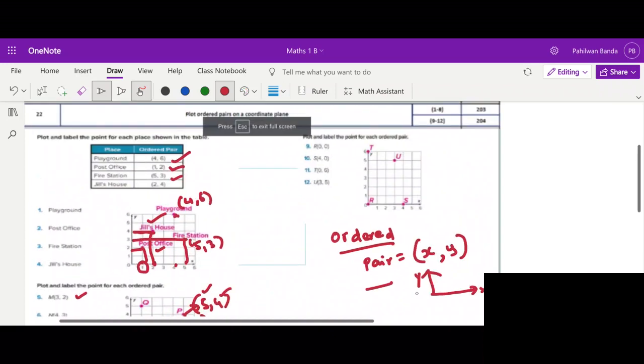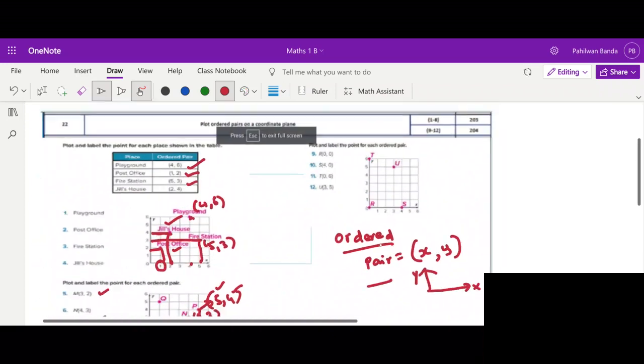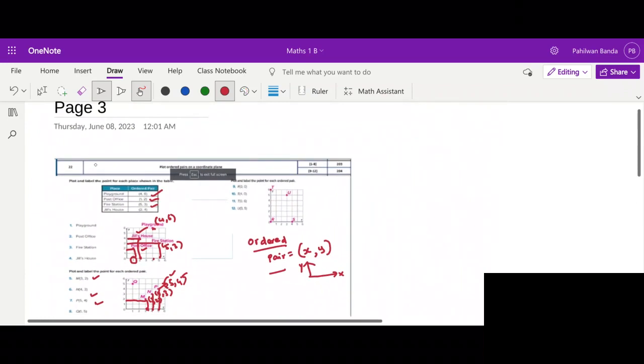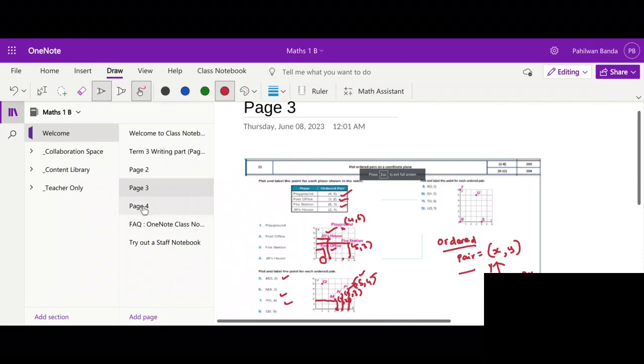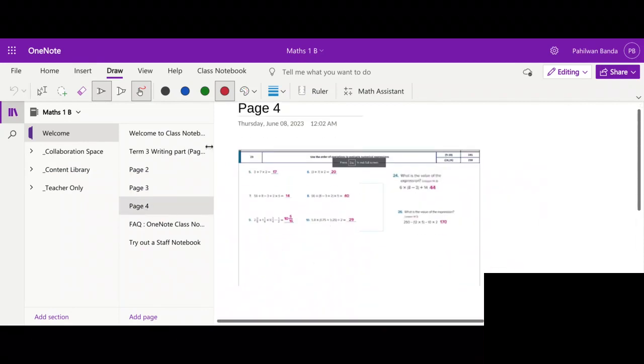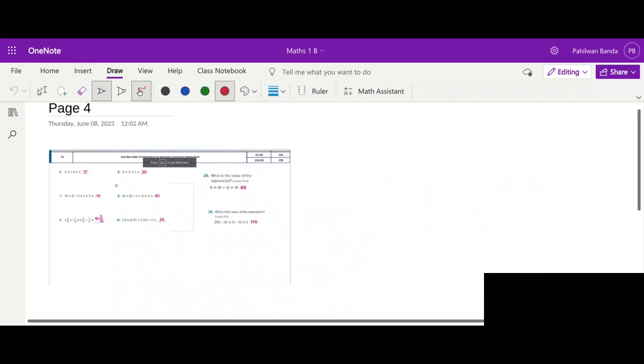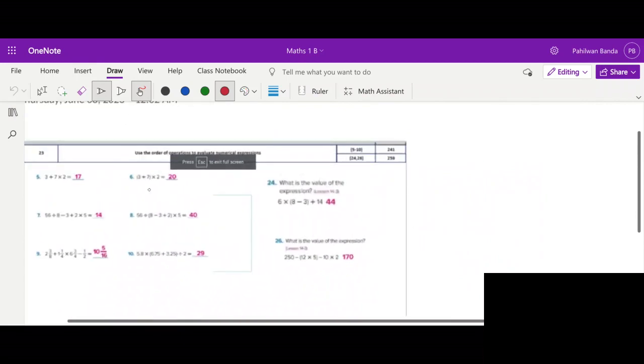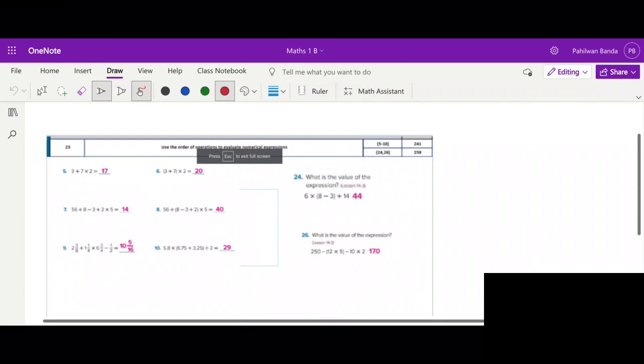Now, in the same way you can do the T, U and R, S. Right? This is page 3. Now we'll go to page 4. Now what do you have on page 4? Let's see what you have on page 4. On page 4 you have the questions based on how to find the value of an algebraic expression.